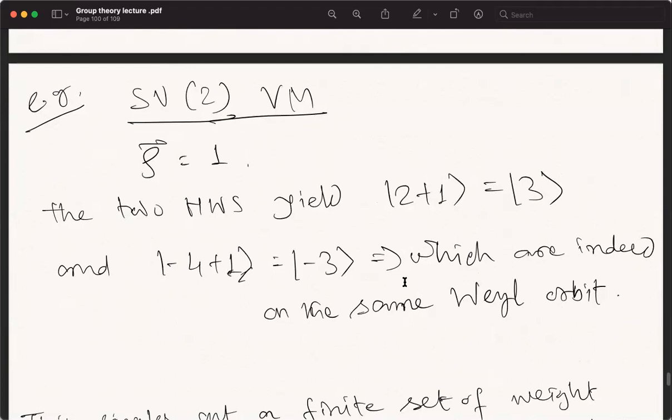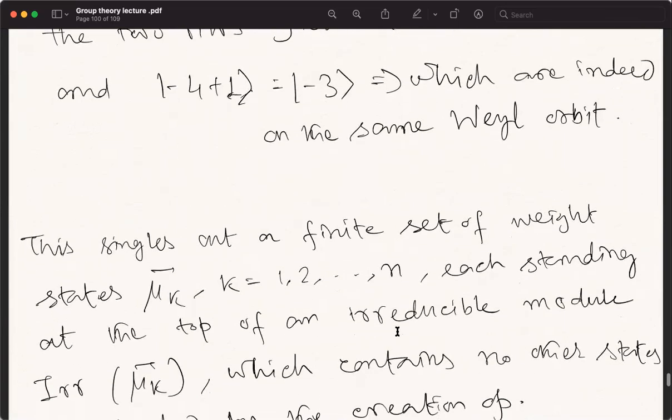For example, for the SU2 Verma module, this rho equals 1, and the two highest states yield 2 plus 1 equal to 3, and then minus 4 plus 1 equal to minus 3, which are indeed on the same Weyl orbit, because this is 3 and this is minus 3. So that's why explicitly you can see that they are related by the Weyl transformation.